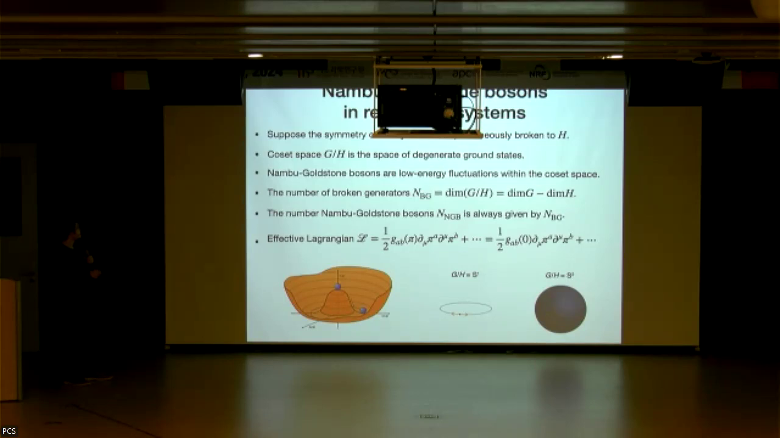Then the number Goldstone bosons are low energy fluctuations within the coset space, and the number of broken generators is given by the dimension of this coset space, which is the difference between the generators of G and H. And the number of Goldstone bosons N_NG is always given by the number of broken generators, and that can be explained by writing down an effective Lagrangian that is consistent with Lorentz symmetry and internal symmetry. By expanding this effective Lagrangian to quadratic power in the fluctuation pi, I get this number of linearly dispersive Goldstone bosons. This is the standard story.